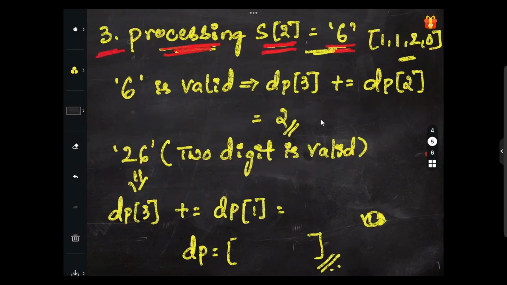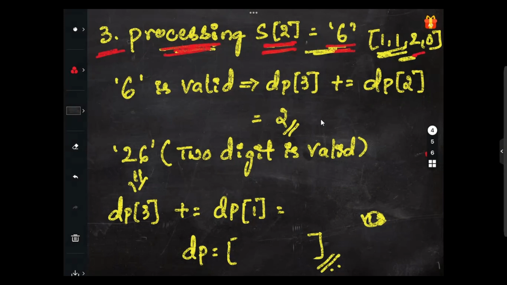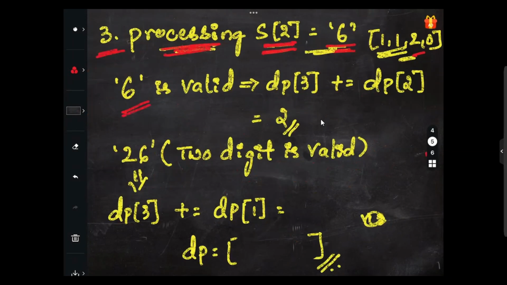Next, we have to process S of 2 equals 6, and we have the DP array 1, 1, 2 and 0, right? From the previous step, we have the DP array 1, 1, 2 and 0. We know this one. So now only 6 we are considering. DP of 3 equals DP of 3 plus DP of 2. This is the formula. DP of 3 is nothing but 0 here. DP of 3 equals 0 plus DP of 2, which is 2. 0 plus 2 will be nothing but 2 here. I have already written this one.